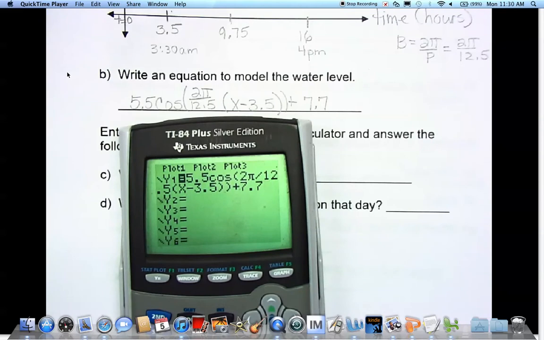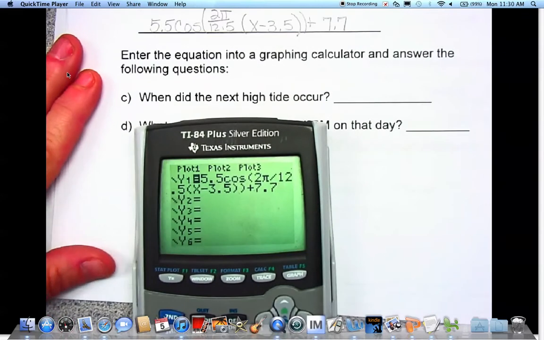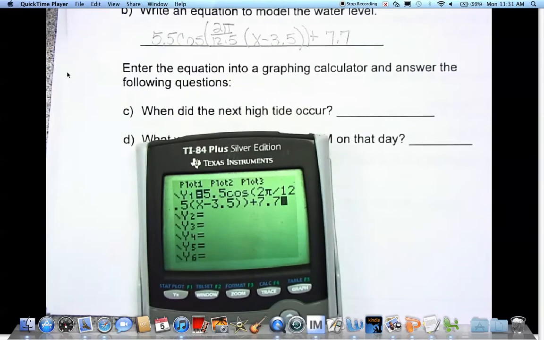You have it in there? No, I was doing it in my head. No, you can't do it in your head, to find the next high tide. But the next one we can't do in your head, so put it in there. You gotta put it in your calculator. You already know the next high tide. Yeah. Let's see, we got 5.5. Look at your paper. Do it from your paper.